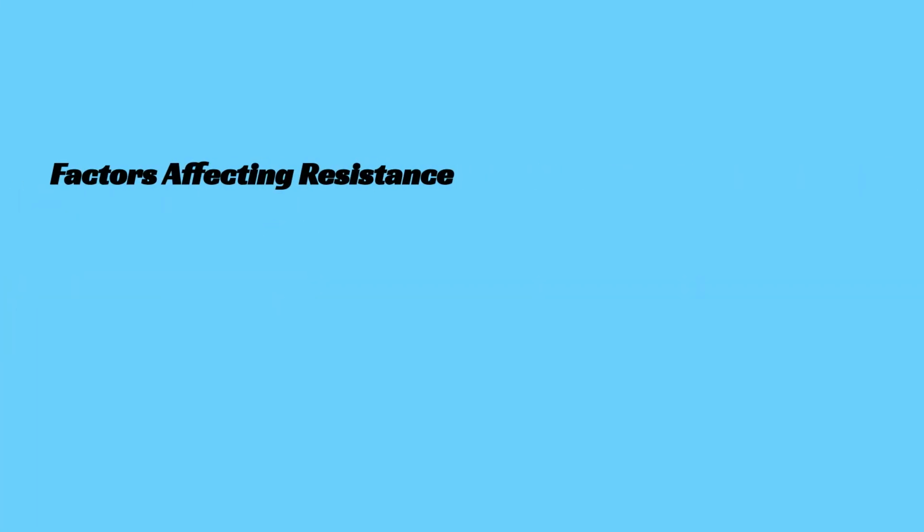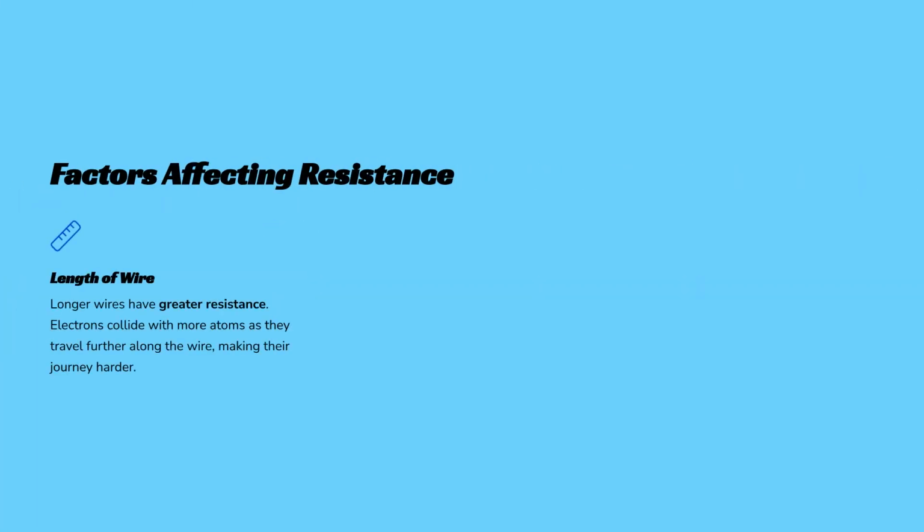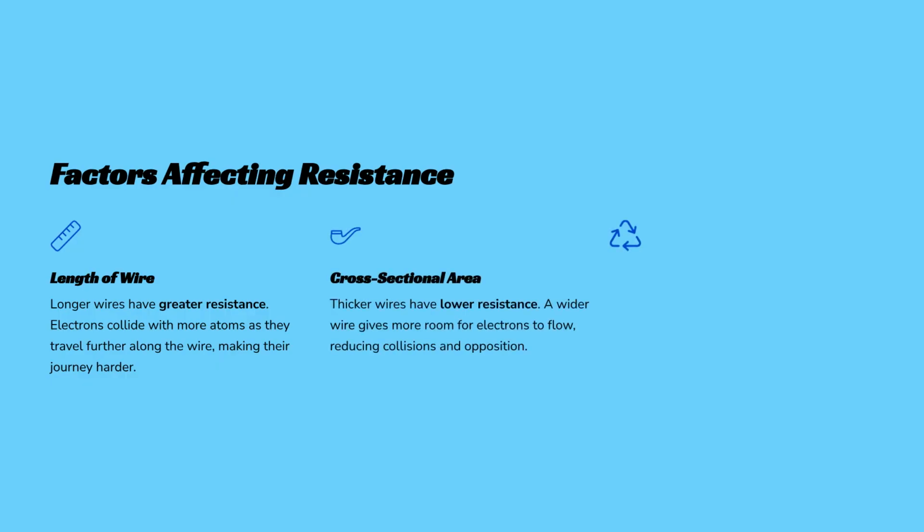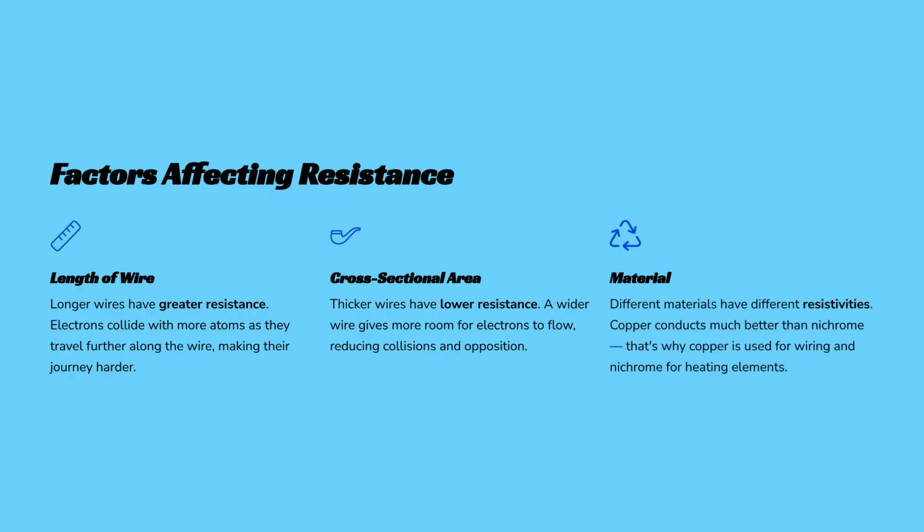Several factors affect resistance. Longer wires increase resistance because electrons face more collisions. Thicker wires decrease it by providing more space for flow. Finally, the material itself matters, as different substances have unique resistivities.